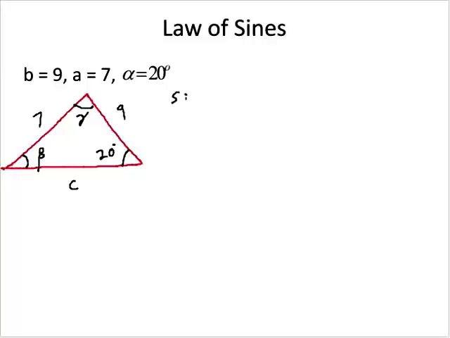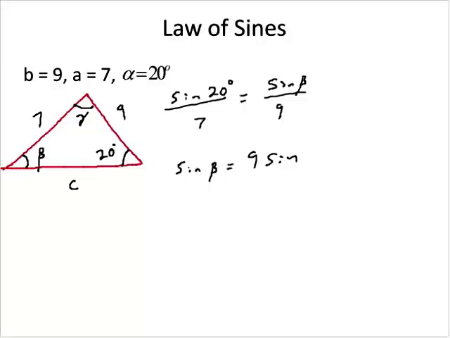So I'm going to say the sine of alpha, which is 20 degrees, divided by the side opposite, that's 7, is equal to the sine of beta divided by the side opposite, that's 9. And again, I'll use cross multiplication, so I'll say the sine of beta is equal to 9 times the sine of 20 degrees divided again by 7.